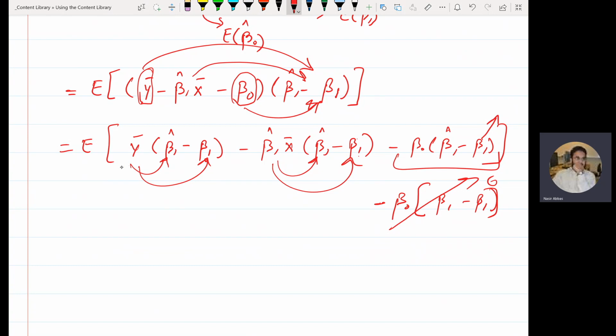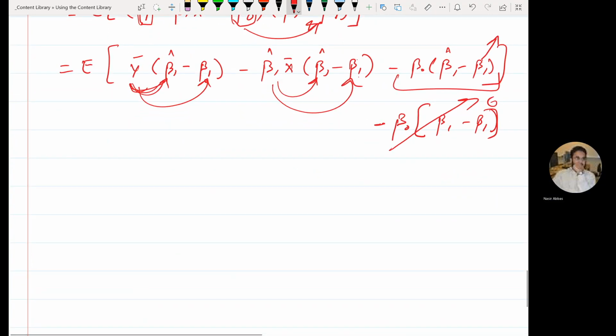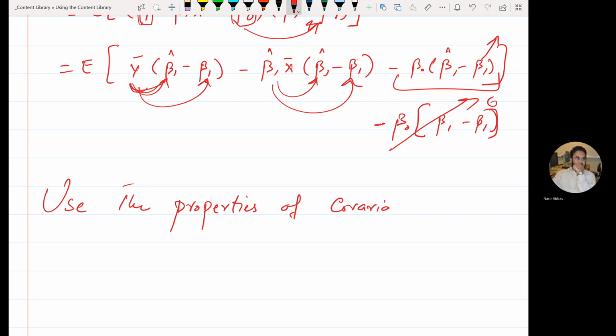Here you will have beta 1 constant. The expected value of y bar is the mean of y, which is mu of y. And here this will be tricky. To do this, I'm going to use some properties of covariance to make it easier. Some properties of covariance.